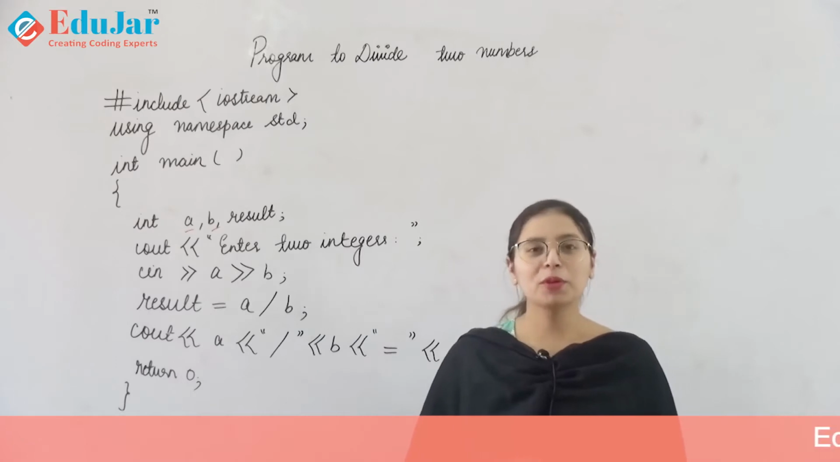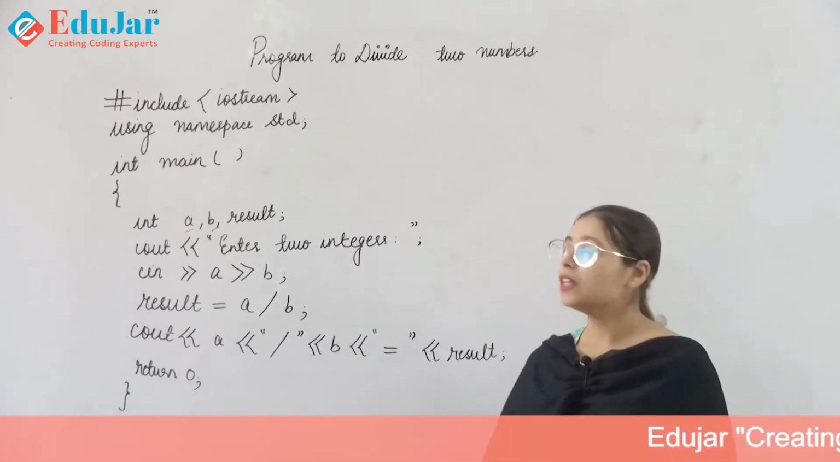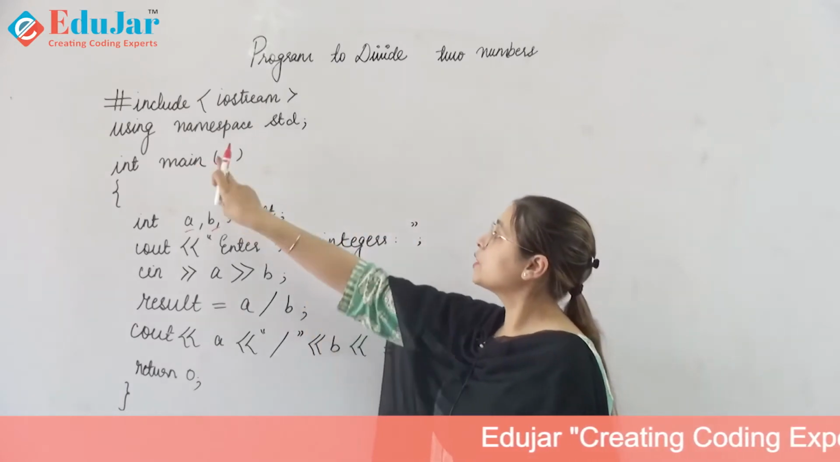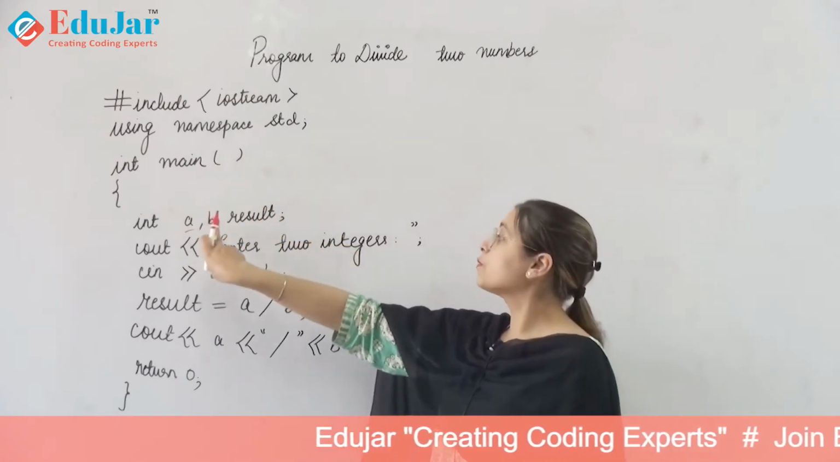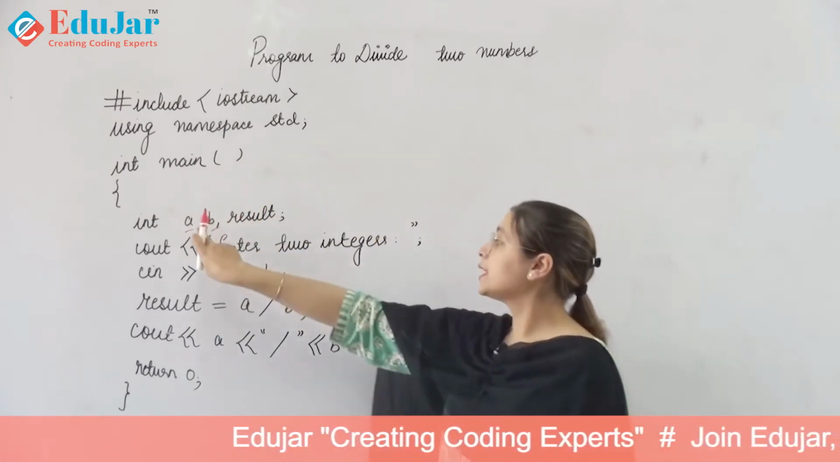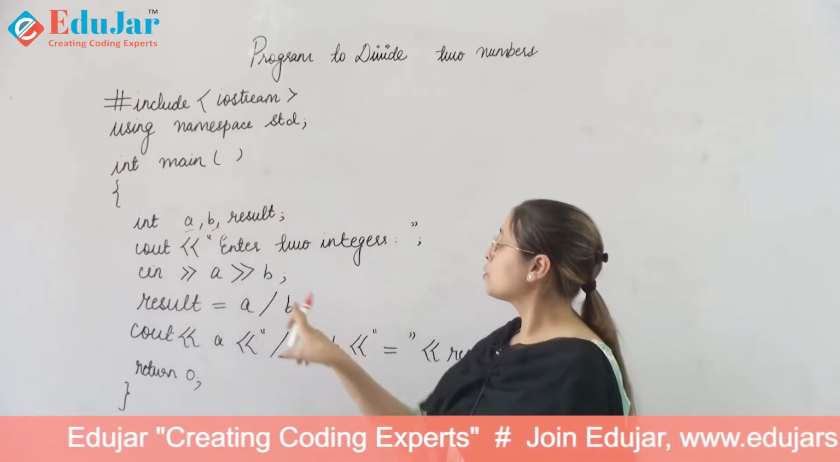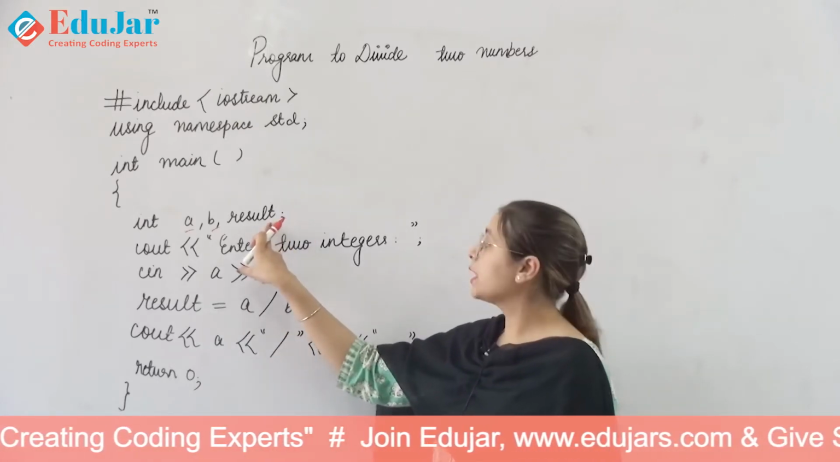Everyone, today I am going to teach you how to divide two numbers using a C++ program. First of all, include the iostream header file, write the statement using namespace std, and start the main function. We need to divide two numbers, so we will take two integer variables here, and to store the result of a by b, we have taken a variable named result.